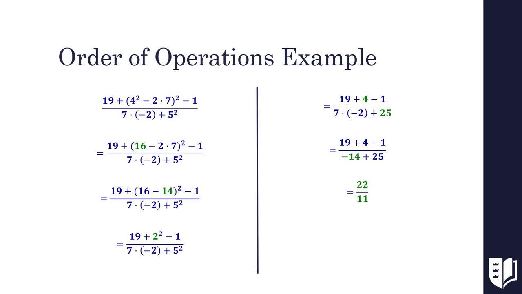Now we need to perform addition and subtraction in our numerator and denominator. 19 plus 4 minus 1 gives us a 22 for our numerator. Negative 14 plus 25 gives us an 11 for our denominator. This leaves us with a fraction 22 over 11. If we divide 22 by 11, we get a 2 for our answer.